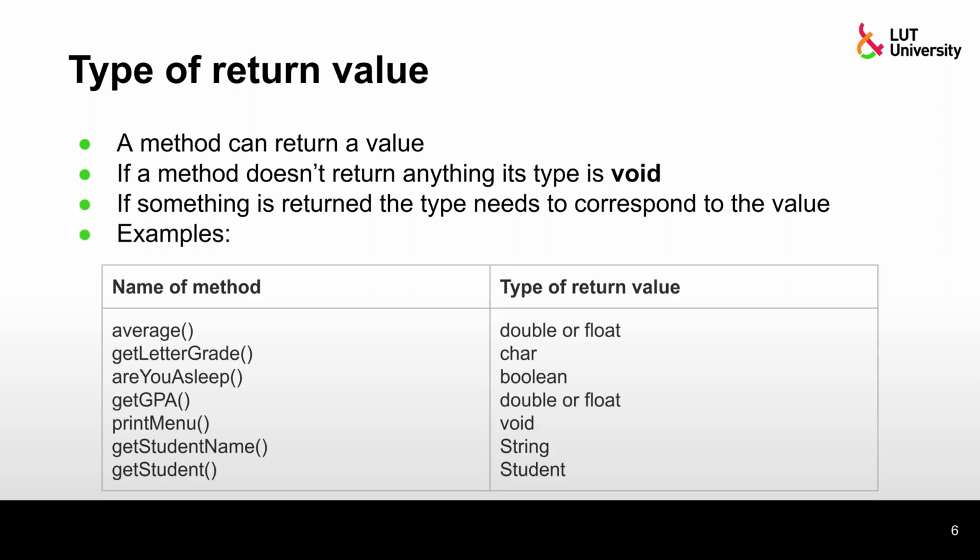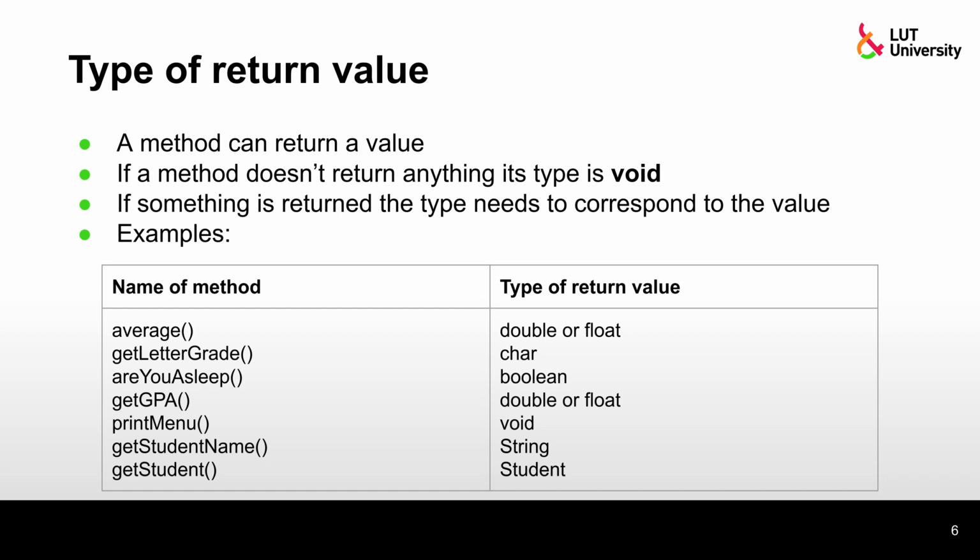So we could have something like these methods. Let's say we have a method called average. We are probably calculating some average of some numbers, so we are probably returning double or float values. It's a decimal number because averages usually are decimal numbers. So the return value is probably double or float. They are both fine.